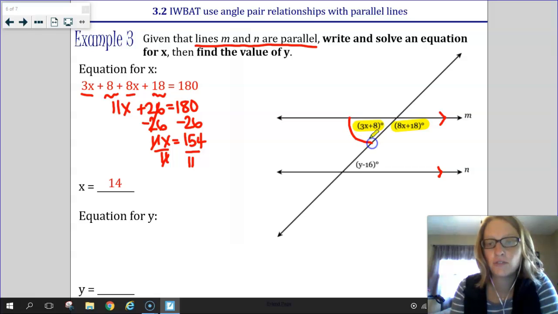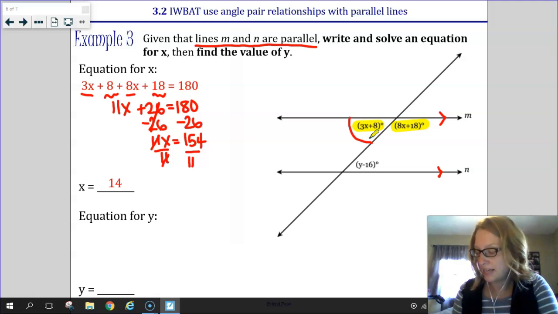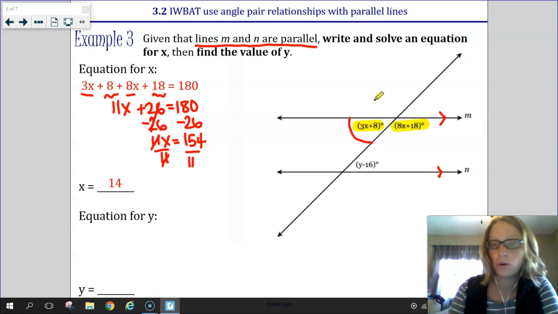Say I plug in x for this particular angle here. So I'm going to do 3 times 14 plus 8 and see what I get. So 3 times 14 is going to give me 42, plus 8 gives me a total of 50. So this particular angle would be 50 degrees.